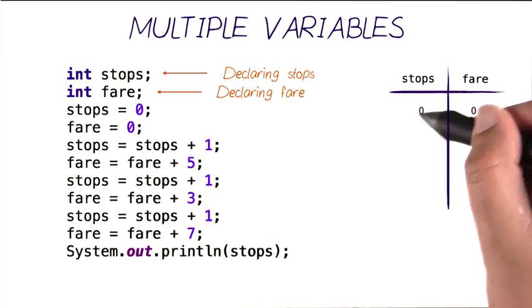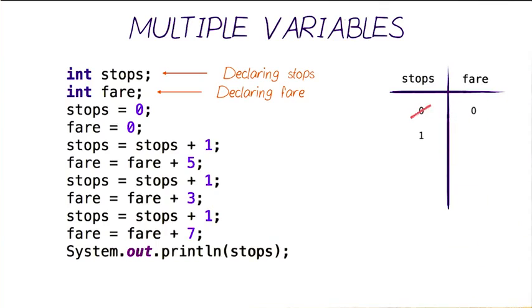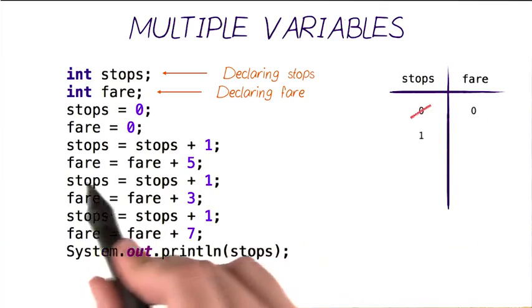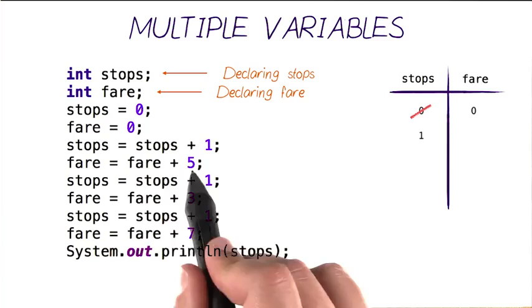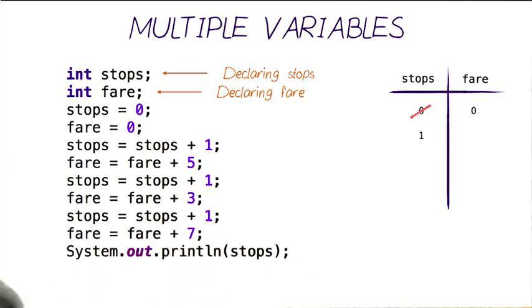Then this line here adds 1 to our variable stops and updates our variable stops that way. So stops, instead of becoming 0, would become 1. The next line here says fare equals fare plus 5, which is adding 5 to our variable fare and updating it. So instead of fare being 0, it would become 5.